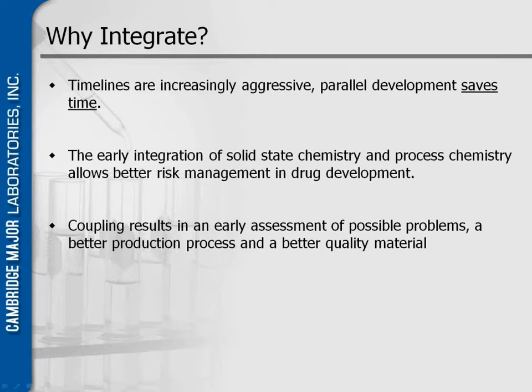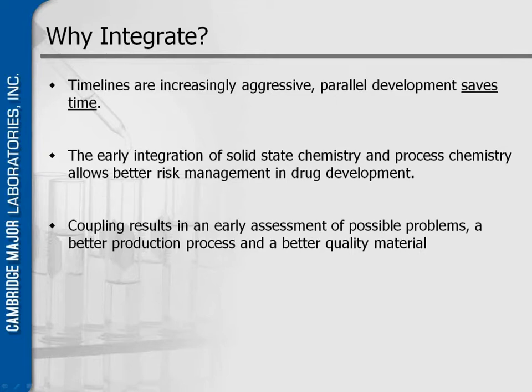The early integration of solid state chemistry and process chemistry gives a chance to have good risk management of your drug development. You already have an idea of what is possible and what dangers you get when you scale up. Are you going to see multiple polymorphs? Problems with isolation, filtration can be very slow. These are things that may occur when you scale up and when you go further in your drug development.